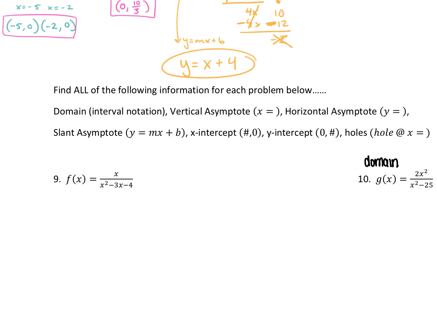So make sure you know that if it's asking for a domain, it wants interval notation. If it's asking for the vertical asymptote, you want to make it x equals your answer. Horizontal asymptote needs to be y equals. Slant asymptote is going to be in the form of y equals mx plus b. X-intercept is going to be the number, comma 0. Y-intercept is 0, comma the number. Holes is just x equals. So this is what I wrote on the cheat sheet.